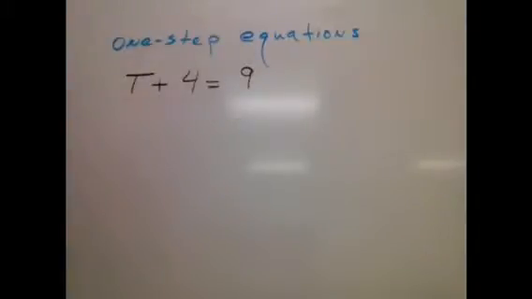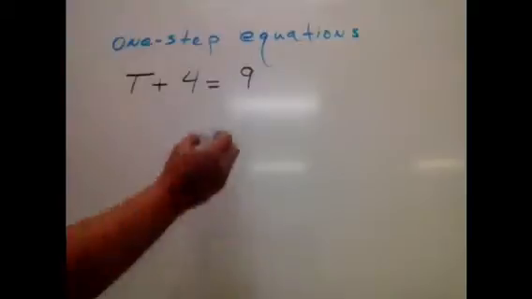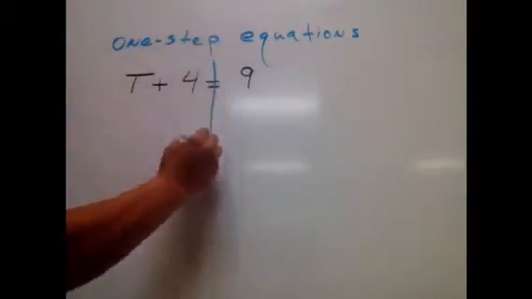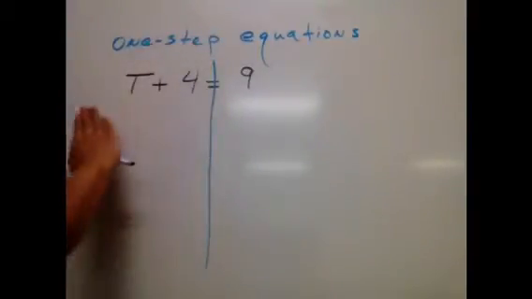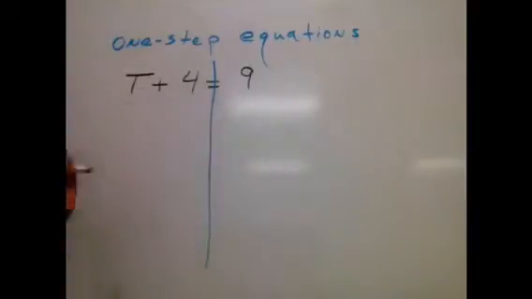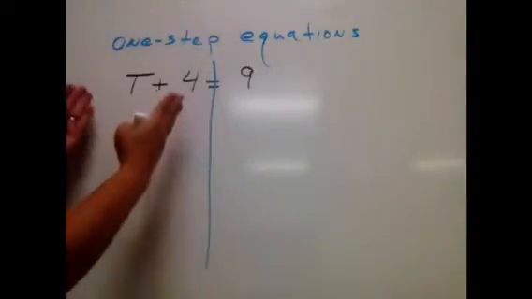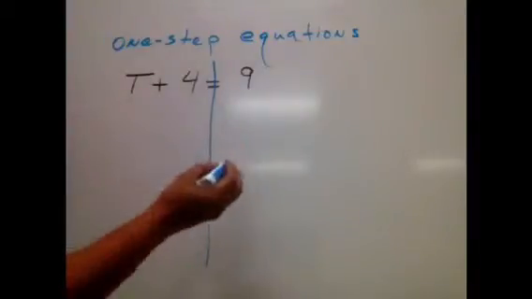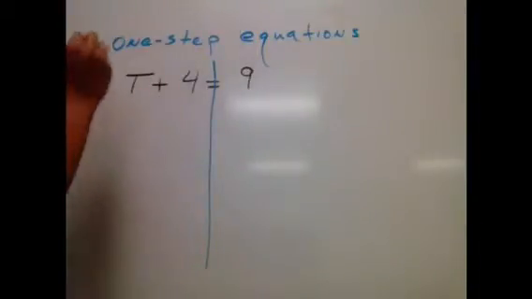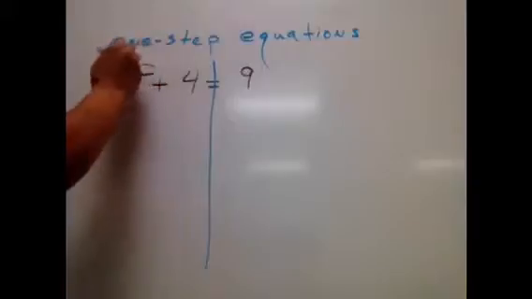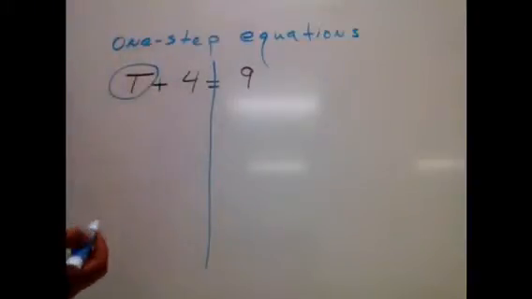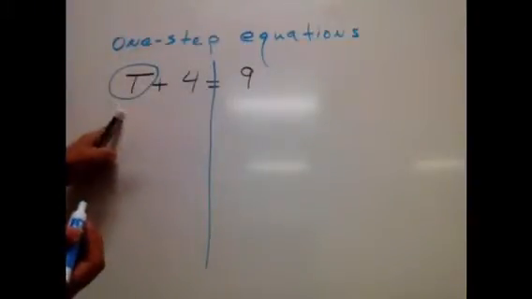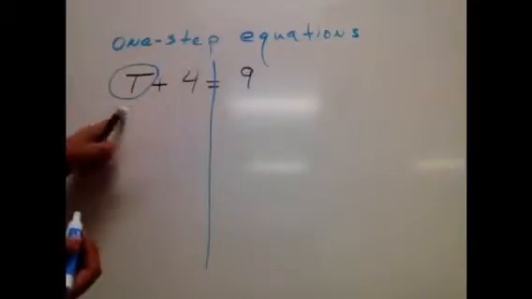The first step I want you to do when you have something like this is draw a line right here. We're going to keep the left side of our equation and the right side separated, but whatever we do, we're going to do it equally to both sides. All right, step one, I want you to circle your variable. That just tells us where the variable is. This is the side that's going to control the action.